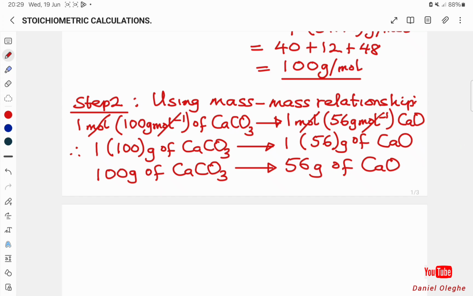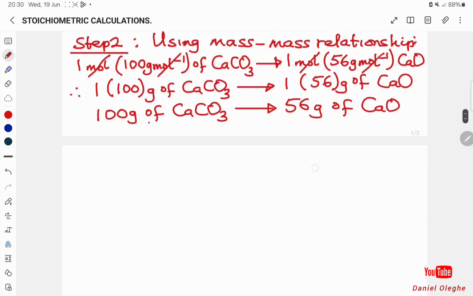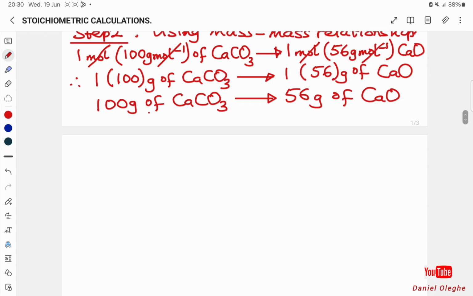So the 1 mole of calcium carbonate is equal to 100 gram by multiplying the 1 mole by the molar mass. When you are converting mole to mass in gram, you multiply the mole given by the molar mass of the substance. So 1 mole of calcium carbonate is equal to 100 gram of calcium carbonate. And the same 1 mole of calcium oxide is equal to 56 gram of the calcium oxide. So that represents what we have in the equation.